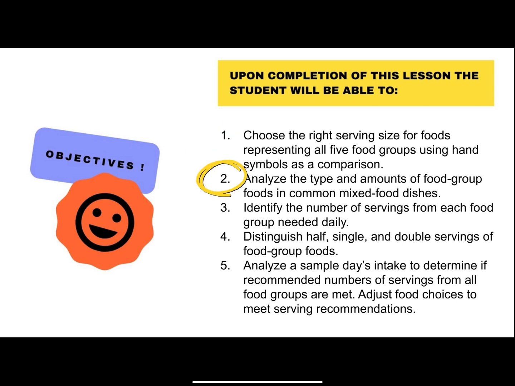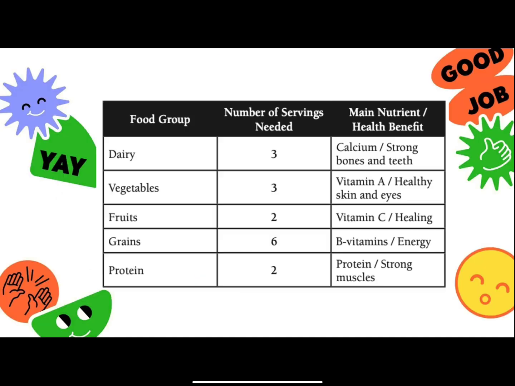2. Analyze the type and amount of food group foods in common mixed food dishes. 3. Identify the number of servings from each food group needed daily. 4. Distinguish half, single, and double servings of food group foods. 5. Analyze a sample day's intake to determine if recommended number of servings from all food groups are met. Adjust food choices to meet serving recommendations.